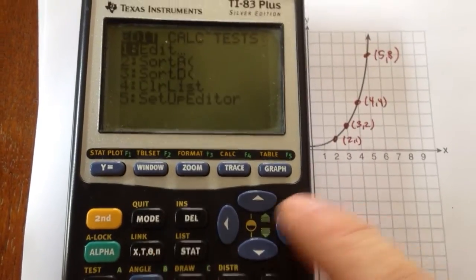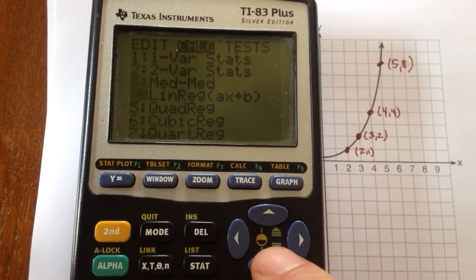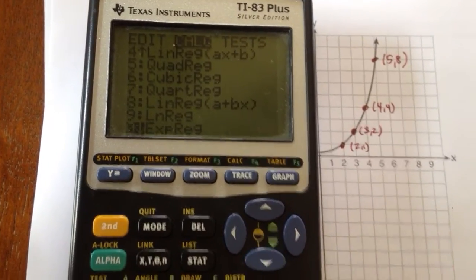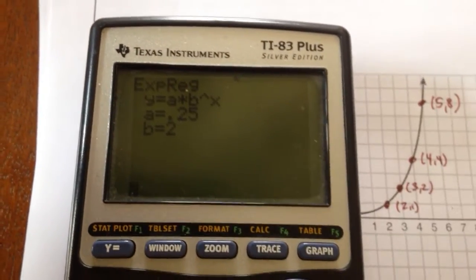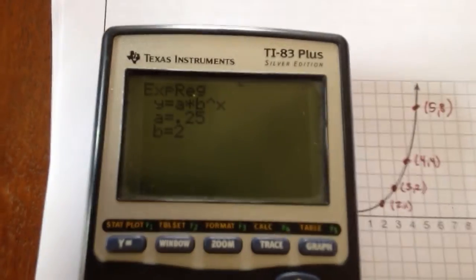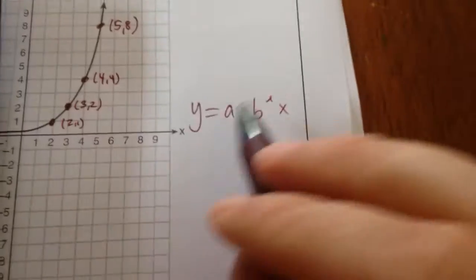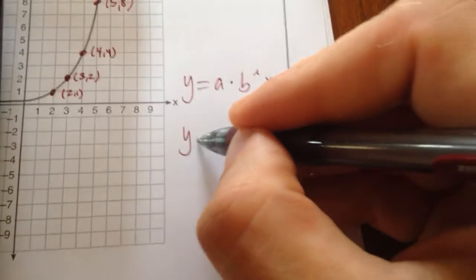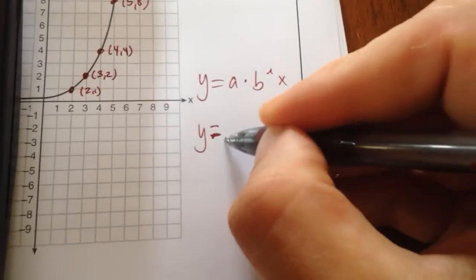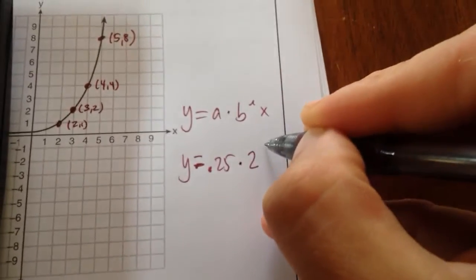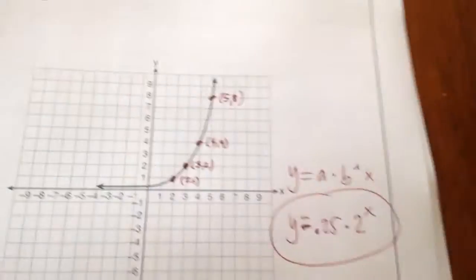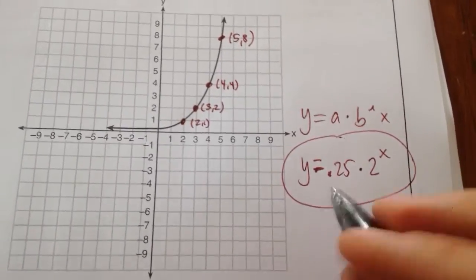I then go to Stat, over to Calculate, and then down to Exponential Regression. Okay, it says y equals a times b to the x. My a is 0.25, and then my b is 2. So then I say y equals 0.25 times 2 to the x. This would be your answer, strictly all calculator.